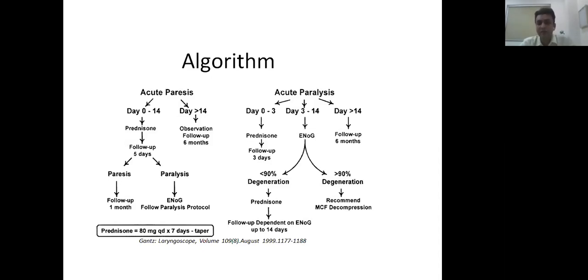So many methods are there. Middle cranial fossa decompression is one of them, which is most popular. There could be other methods also surgically. If the degeneration is less than 90%, then we don't need to explore and operate. More than 14 days, generally, exploration would not provide us with much benefits. If there's acute paralysis, then this is the follow-up protocol.